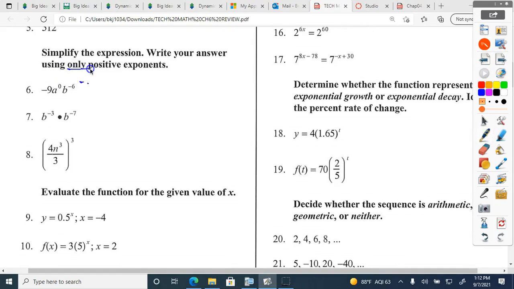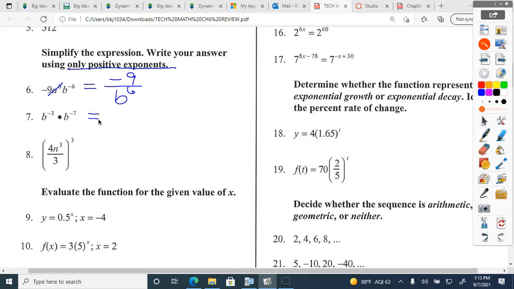We're only going to use what? What's it say? Write your answer using positive exponents. So don't leave any exponents that are negative. So anything to the 0 power is what? 1. So that cancels. Is negative 9 an exponent? No, it's just negative 9. So we leave it alone. But how do we make that b to the negative 6 positive? Pull it down. Take it to the bottom. So it just becomes b to the 6th on the bottom. And there's your answer. Negative 9 over b to the 6th.